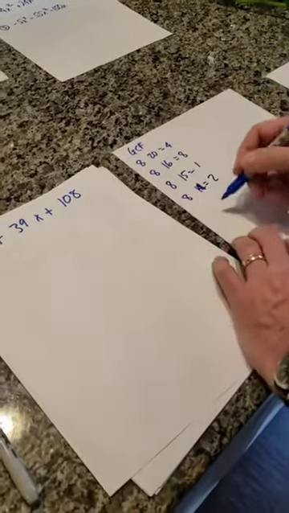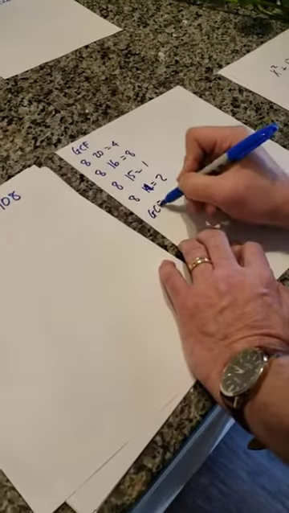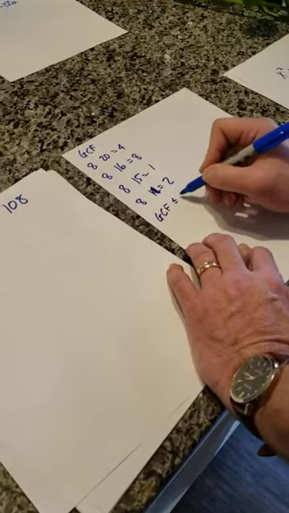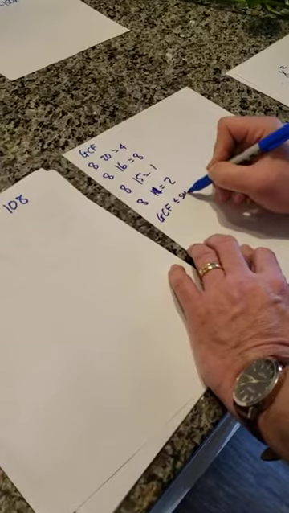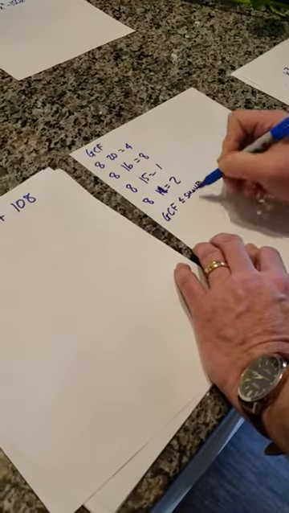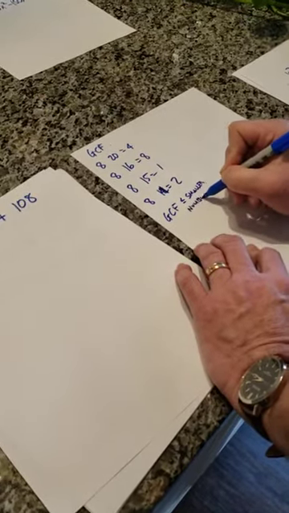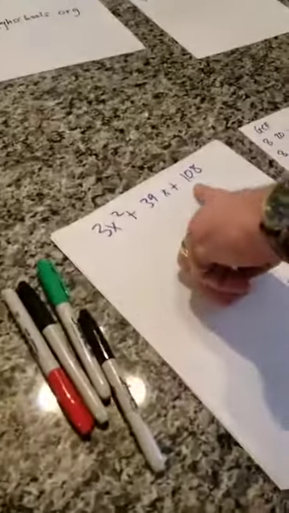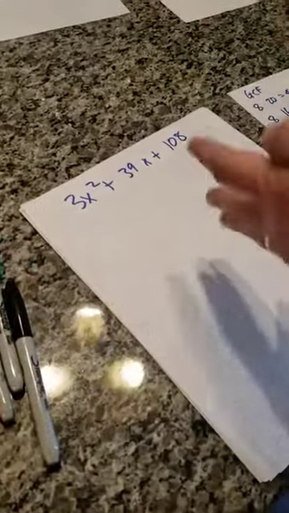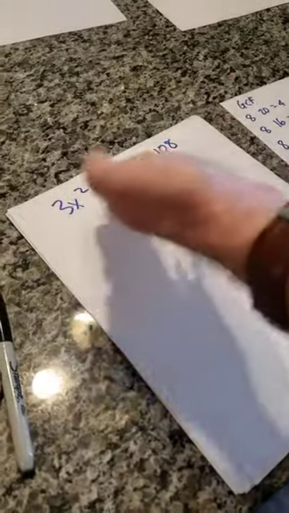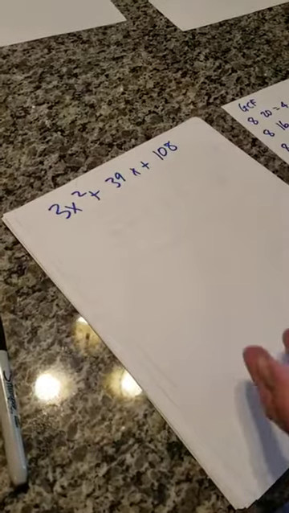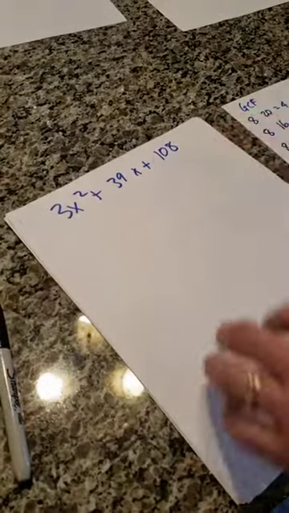Now, the one thing that these all have in common is that the GCF is always less than or equal to the smallest number, or the smaller number if there's only 2 of them. We're going to get to more of that in just a second, but in this particular polynomial, we have 3x squared, 39x, and 108. Well, 3 is a common factor, the greatest common factor of 3, 39, and 108.